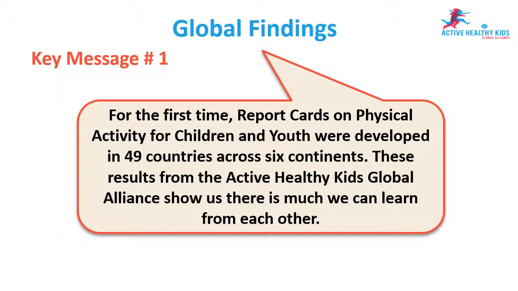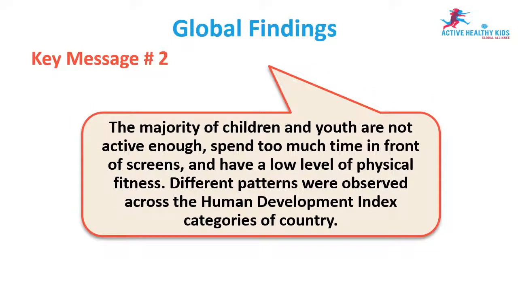So I've got 4 key messages, high-level messages coming out of the Global Matrix 3. For the first time, report cards on physical activity for children and youth were developed in 49 countries across 6 continents. These results from the Active Healthy Kids Global Alliance show us there is much we can learn from each other. The majority of children and youth are not active enough. They spend too much time in front of screens and have a low level of physical fitness. Different patterns were observed across the Human Development Index categories of the country.